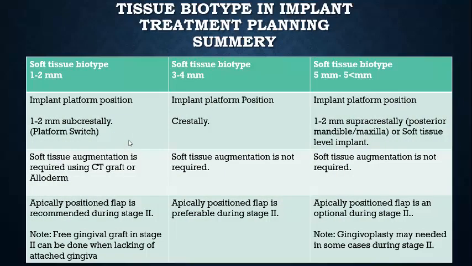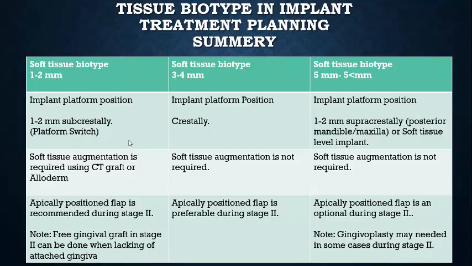And this is a summary for this presentation. When we have a soft tissue biotype of 1 to 2 mm, the implant platform should be placed 1 to 2 mm subcrestally, using platform switch to minimize the micro gap effect. Soft tissue augmentation is required using a CT graft or Alloderm. So when we place the implant, cover the implant with soft tissue grafts, with Alloderm or connective tissue graft.